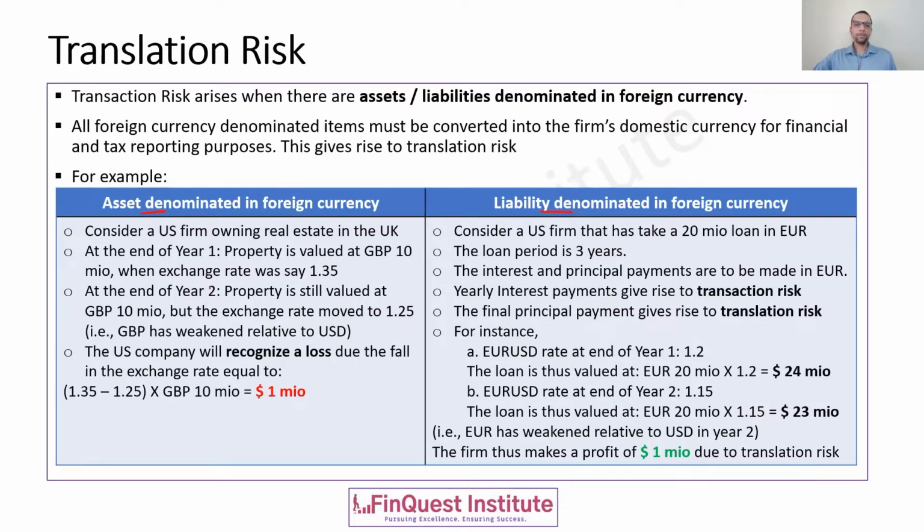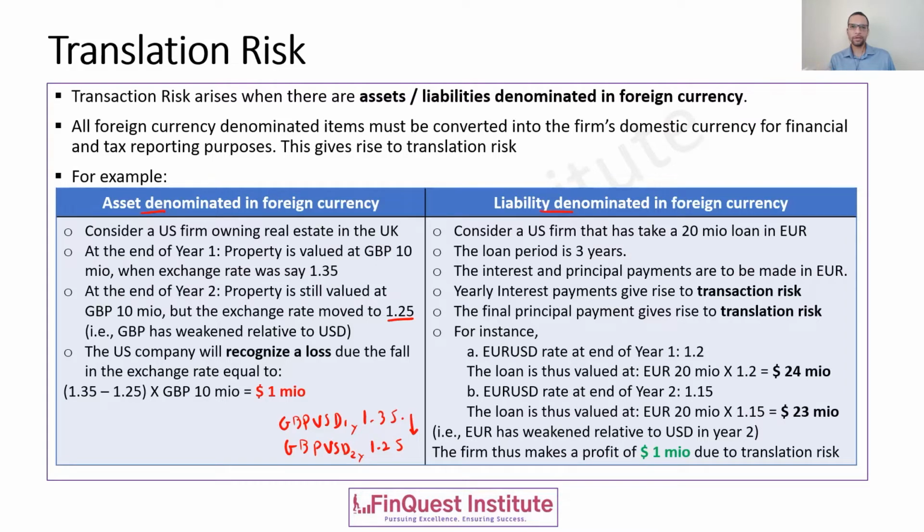At the end of year two, the property could be still valued at 10 million GBP, but let's say the exchange rate has moved to 1.25. That is, earlier we had GBP USD as 1.35, so let's say this was 1Y. Now at 2Y, we are taking it as 1.25. So we see a drop. So this means that the British pound has weakened or the US dollar has strengthened. You can put it any way.